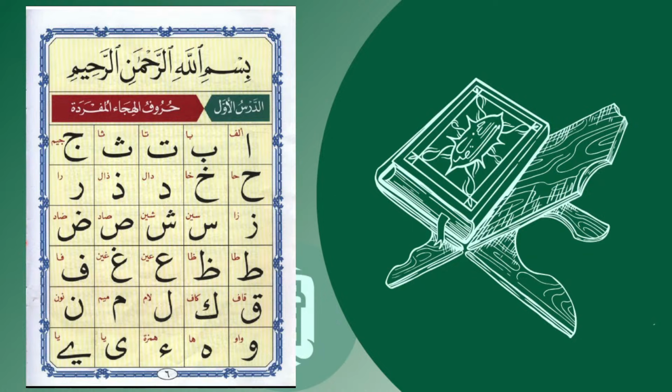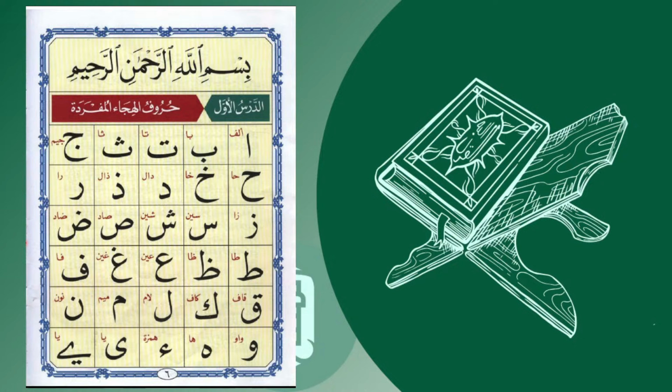So let's go over those 13 letters that we did today. Point at the letters as you move along. Aleph. Ba. Ta. Tha. Jim. Ha. Kha. Dal. Dhal. Ra. Za. Sin. Sheen.